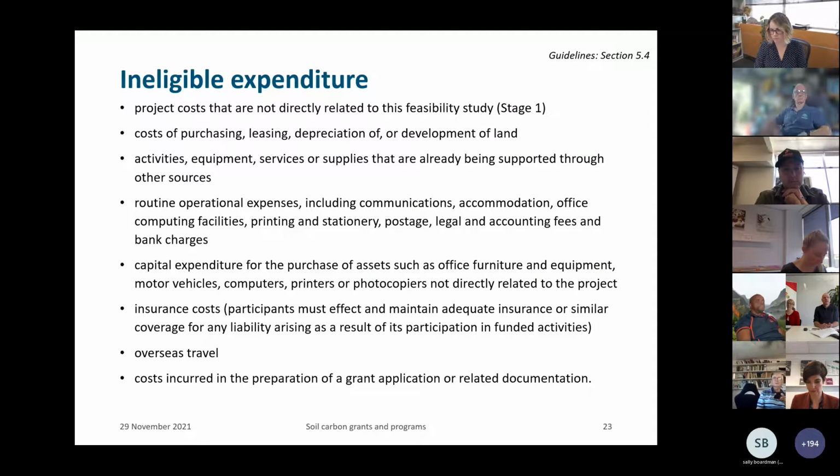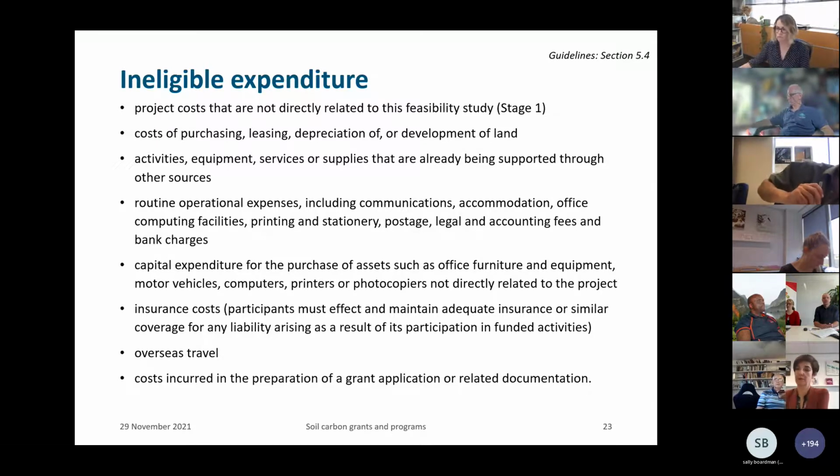There's also a number of ineligible expenditure items. So this includes project costs that are not directly related to your feasibility study, costs associated with land, activities, equipment, services or supplies that are already being supported by other sources, routine operational expenses that you may already be paying for, such as accommodation, office computing facilities, printing, stationery, postage, legal and accounting fees, capital expenditure for the purchase of assets such as office furniture and equipment, motor vehicles, computers, printers or photocopiers not directly relating to the project, insurance costs, overseas travel and costs incurred in the preparation of a grant application or related documentation.